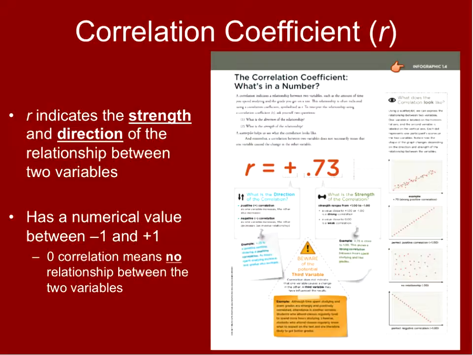So this is infographic 1.4, and it is on page 33 of your textbook. The correlation coefficient, as it says here, indicates the strength and the direction of the relationship between two variables, and it has a numerical value that always falls between -1 and +1.